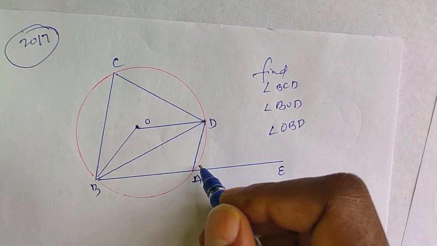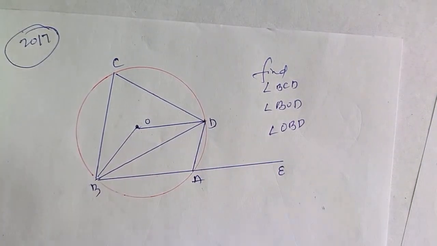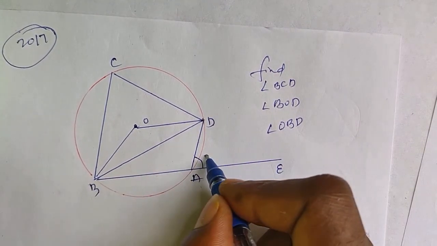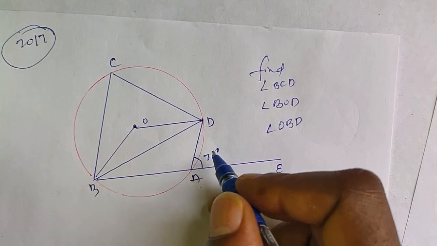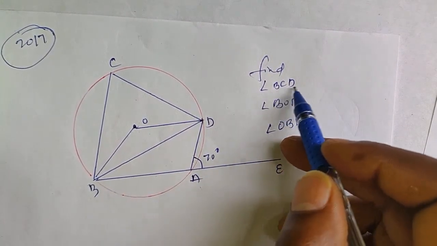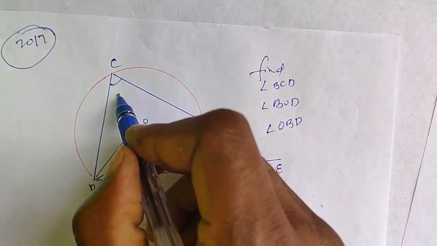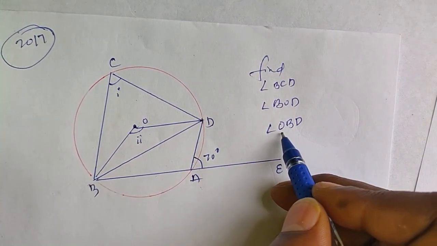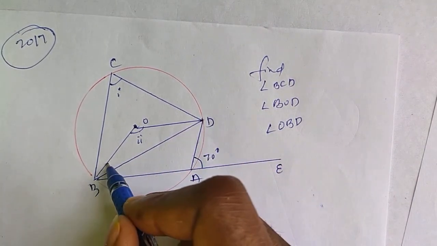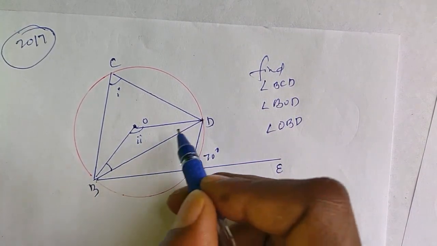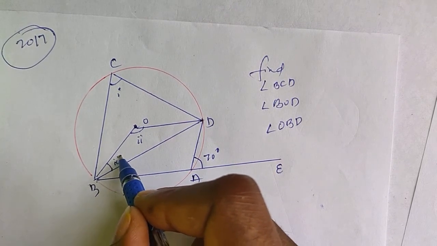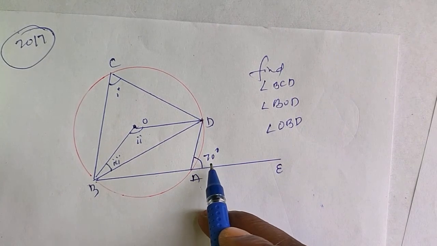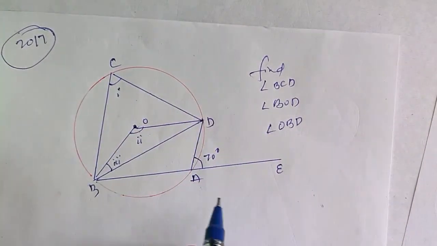And in this question, only one angle is given. That angle is here, 70 degrees. Use this 70 degrees and find out BCD. This is the first sub question. BCD, BOD. This is the second sub question. And OBD. Read properly, OBD. That means this is the third sub question, a small angle. So these three are unknown angles. The given is only this 70 degrees. Using this, we'll find out all.